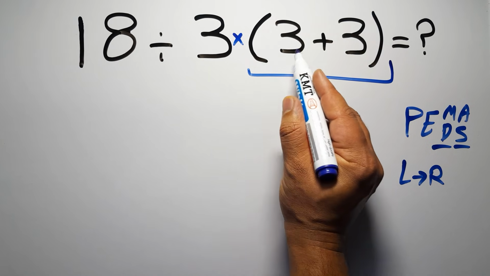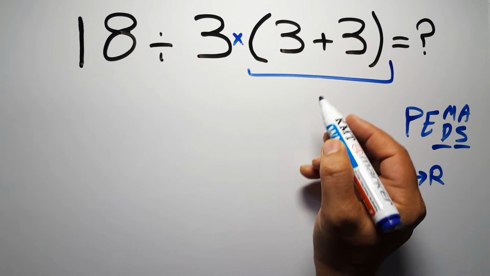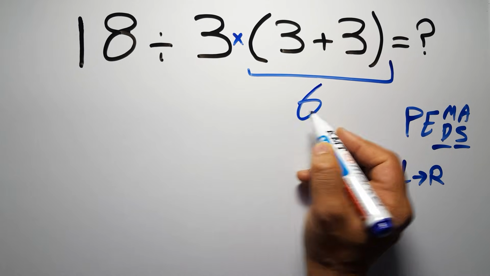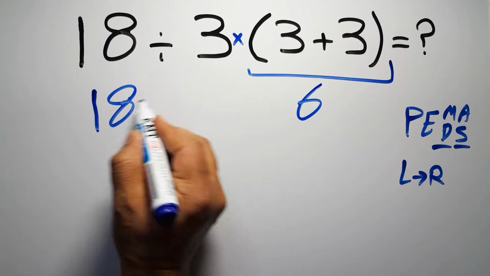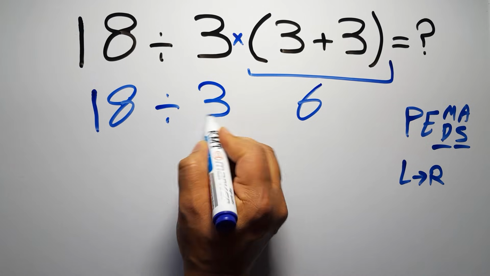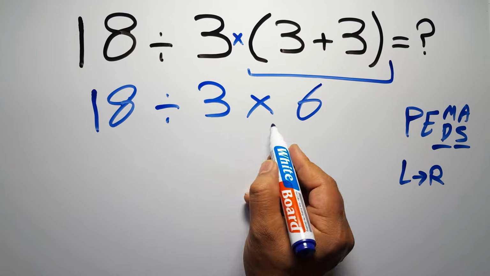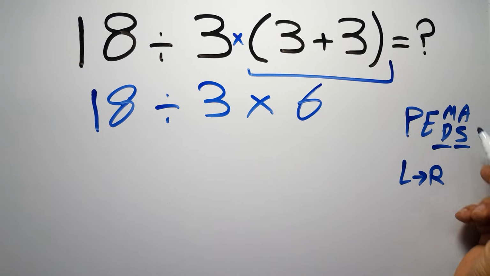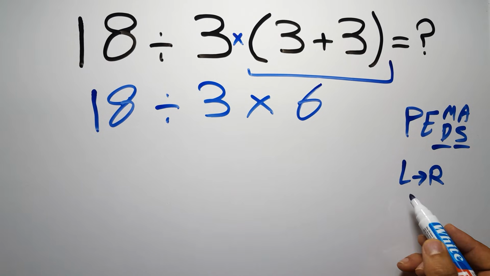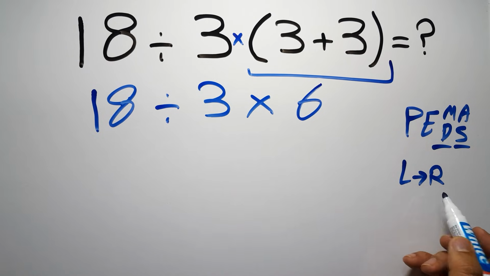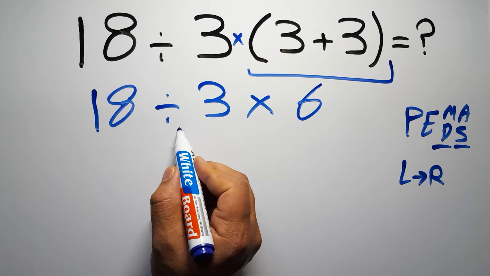Inside this parenthesis we have 3 plus 3, which equals 6. So we have 18 divided by 3, then times 6. Now we have one division and one multiplication. As I said, multiplication and division have equal priority and we have to work from left to right. So here first we have to do this division.